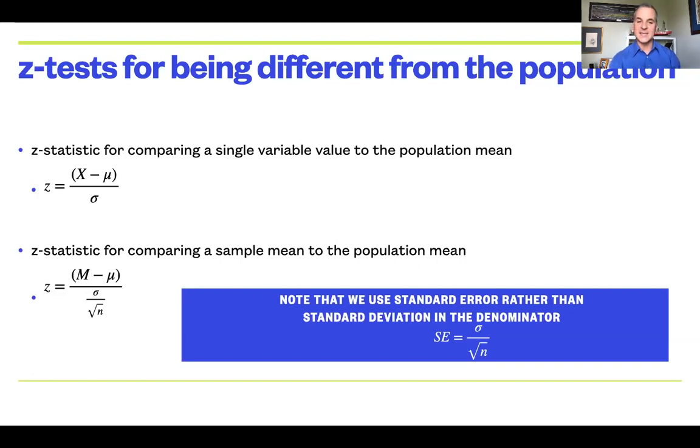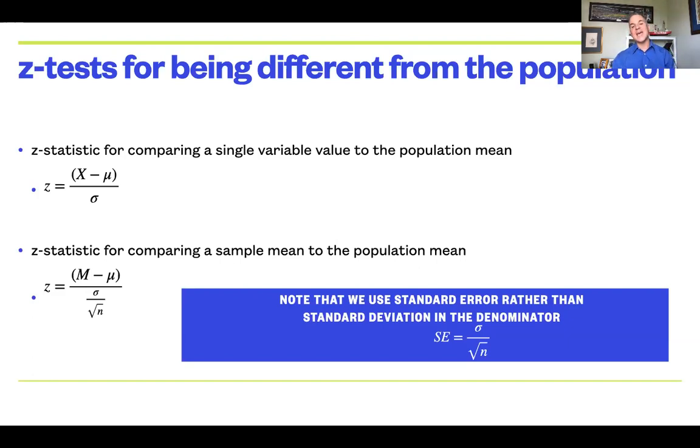There's also a z statistic for comparing the sample mean to the population mean. Here, as you might expect, it's the difference between the sample mean and the population mean, right? So this is a direct translation from the individual value, where it's the individual value minus the population mean. Here it's the sample mean minus the population mean.